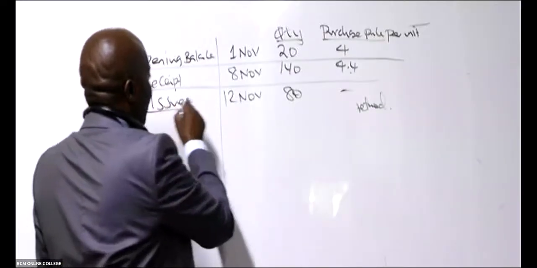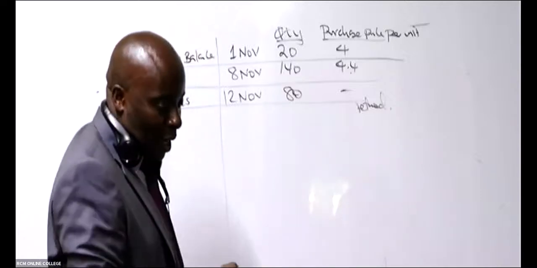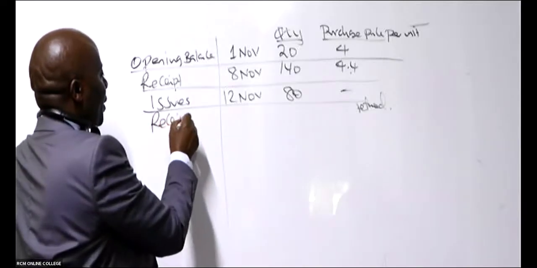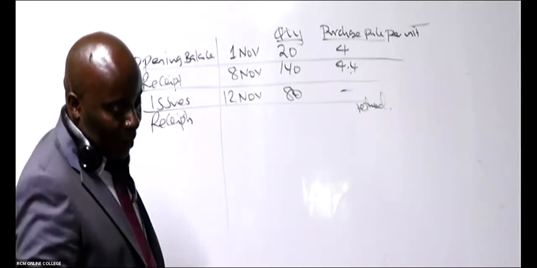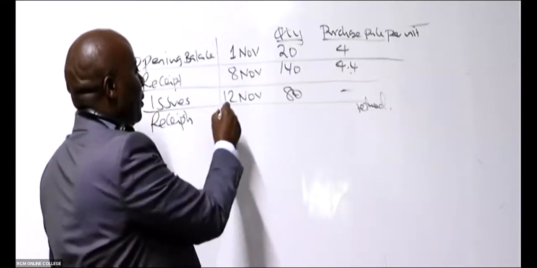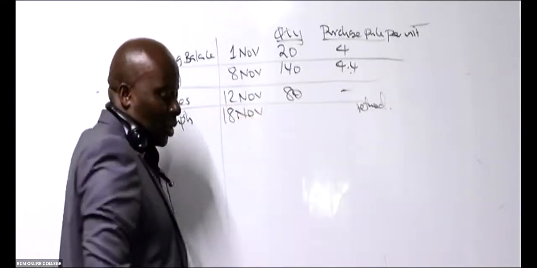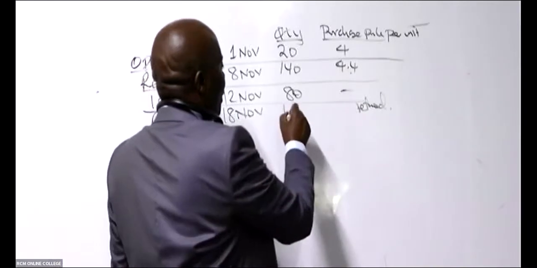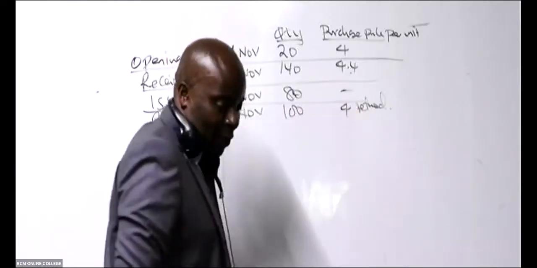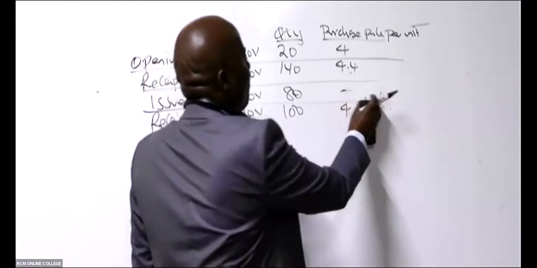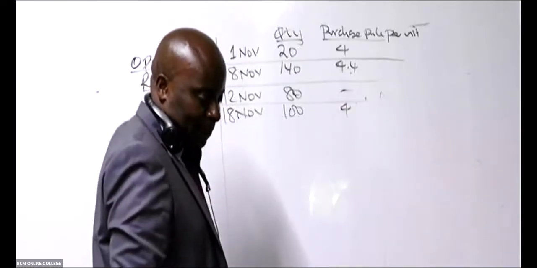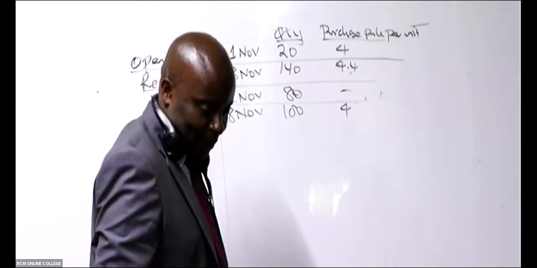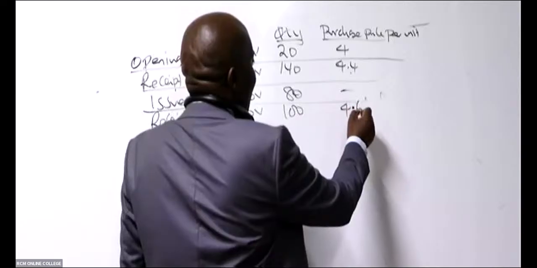We go to the next one. What do we have over here? Receipts. I can see 18th November. How many units do we have here? 100. Because we received, we are procuring, and I can see the figure is 4.6.